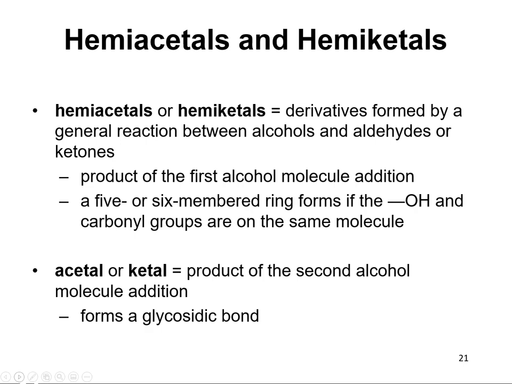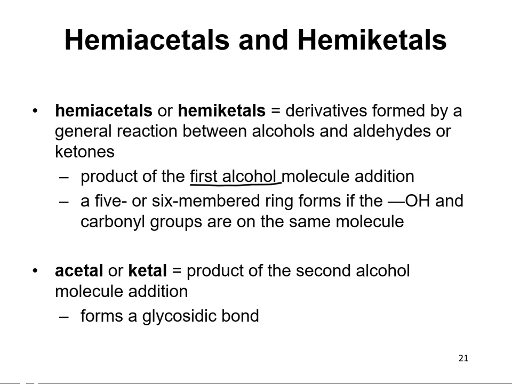The hemiacetal and the hemiketal are derived when you have a reaction between one of those alcohols and the aldehyde or the ketone. So it's when that happens for the first time. You're taking a linear carbohydrate and you have that reaction with the alcohol and the aldehyde or the ketone. So it's the carbonyl carbon where it happens. And I'm going to show you the chemistry in just a second. You form a 5 or 6 member ring if the alcohol and the carbonyl group are on the same molecule. If they're not on the same molecule, then you are making an oligosaccharide.